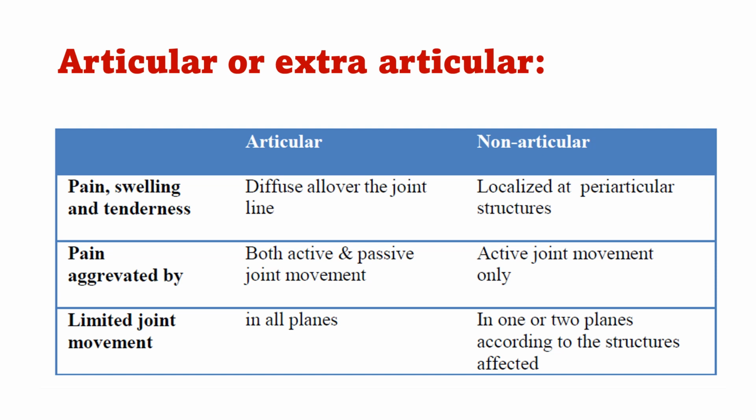Also, in case of articular pain, we will find that the joint movement will be limited all over the range of movement. So if the joint is doing flexion, extension, internal rotation, external rotation, abduction and adduction, all these movements will be limited. However, if it is extra-articular, there will be 1 or 2 planes which will be affected according to the structure affected.